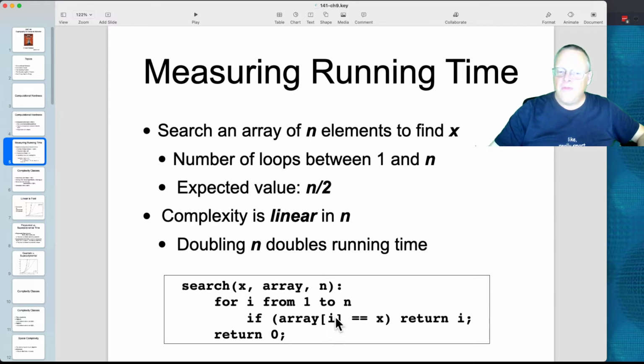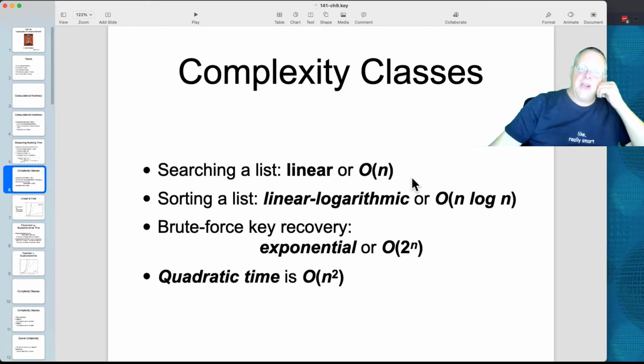If I don't find it, I'll have to do n calculations. If I do find it, I'll do an average of n over 2 calculations. I typically get halfway through the list before I find it. So the expected value of running time is n over 2, so that's linear. If you change the size of the problem, the time it takes to do the processing will scale with it. If I double the size of n, I'll double the expected running time. All right. So that's linear, order of n.